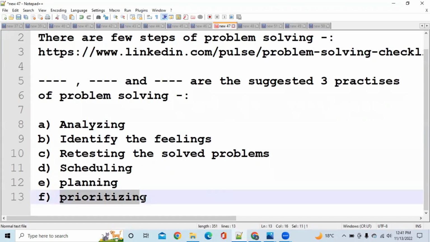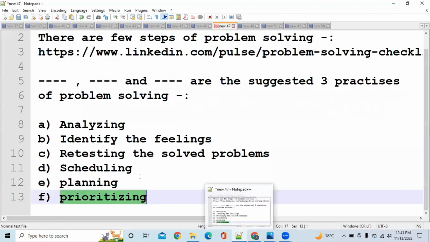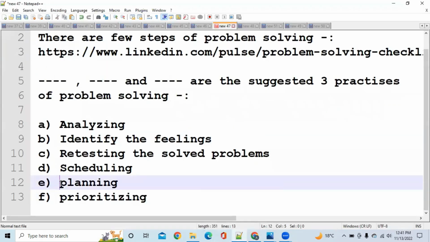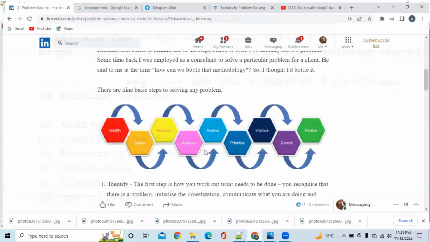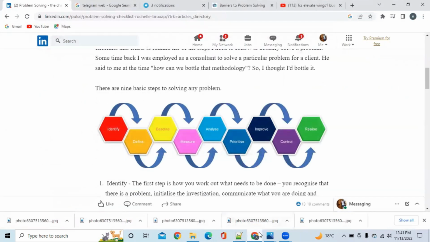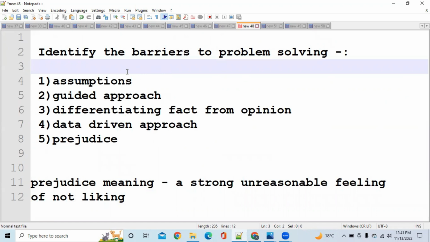In our question we have the options analyzing, prioritizing. So these two are clearly mentioned in this article. You can see analyzing here and prioritizing. Also there is one more thing, that is planning. So planning means defining, like how we are defining things. So these 3 options are correct: analyzing, planning, and prioritizing, and it is clearly mentioned here also. Okay, now let's move to the next question.